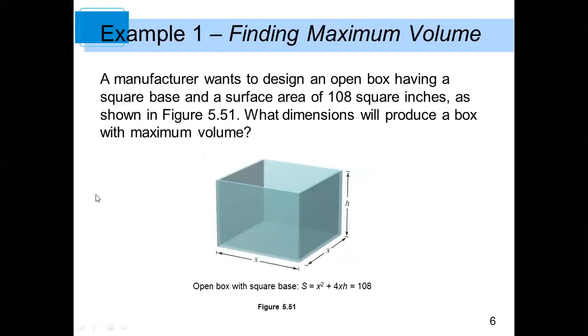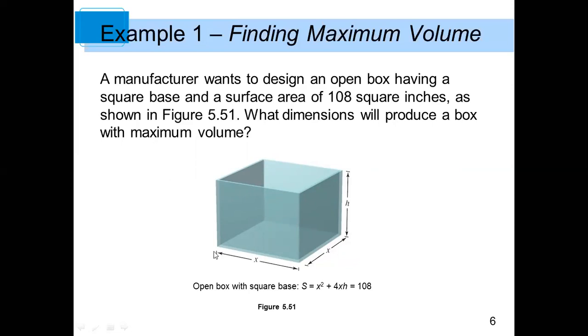A manufacturer wants to design an open-top box having a square base and a surface area of 108 square inches, as shown in this figure. What dimensions will produce a box with maximum volume? Supposedly he has 108 square inches of material to use, so he's limited to that boundary, but he wants to make the box as big as possible. So how would we do it?